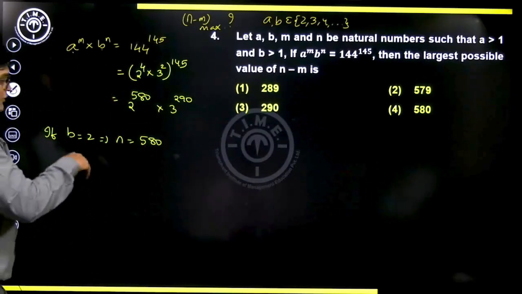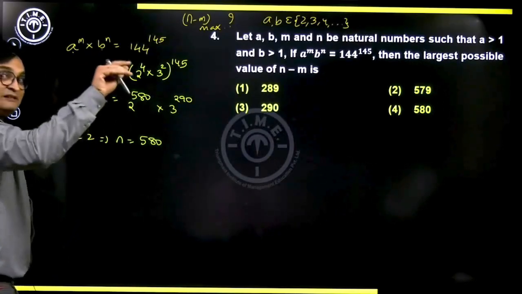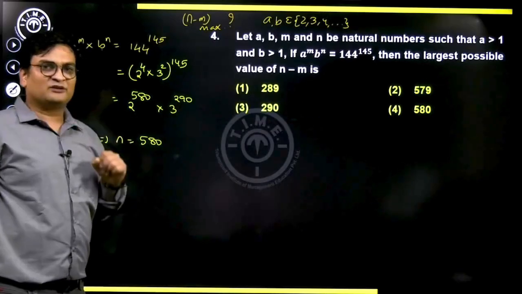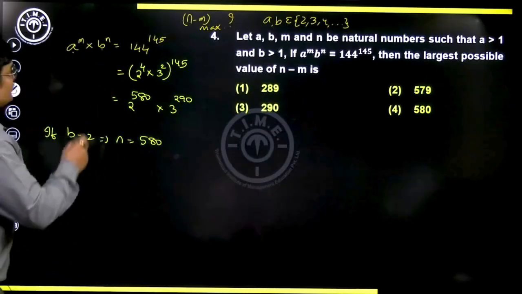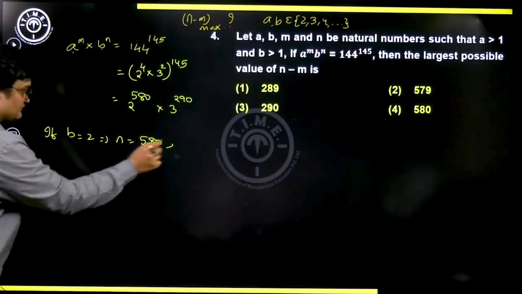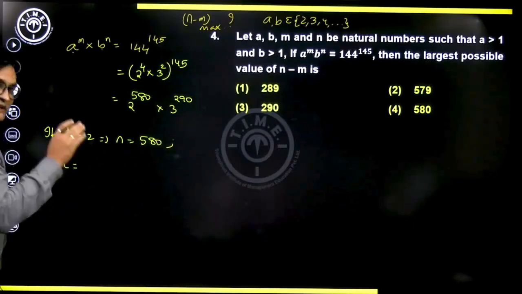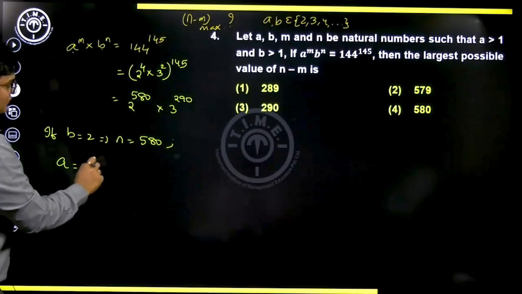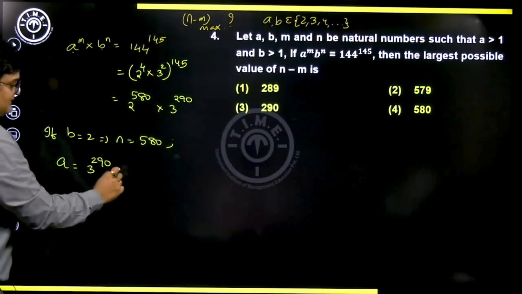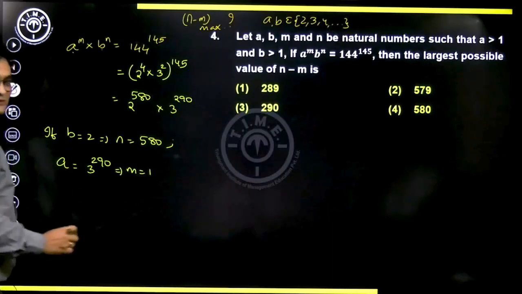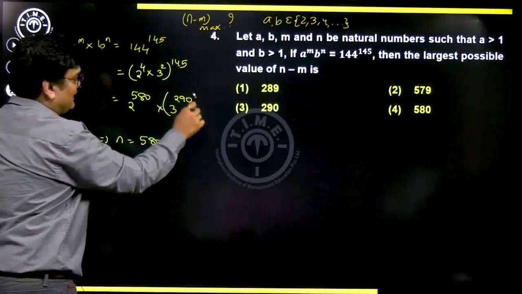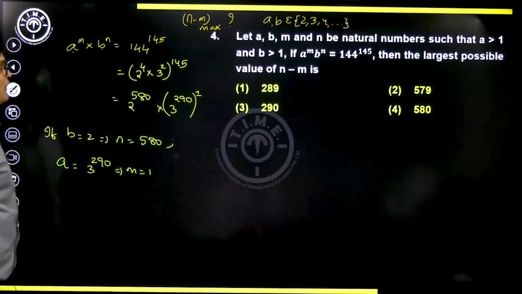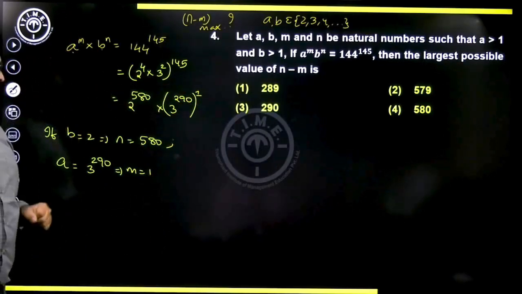And what should be the corresponding value of M then? Least possible. What is the least power that we see? You might say 290, but please note, A can be any natural number greater than 1. So I'll take A as 3 to the power 290. And in that case, M will end up being 1. You see that here? This entire thing is A whole power 1, A power M, M is 1.